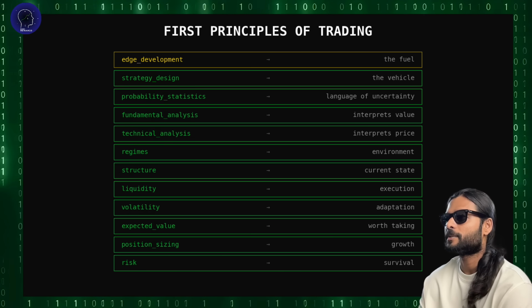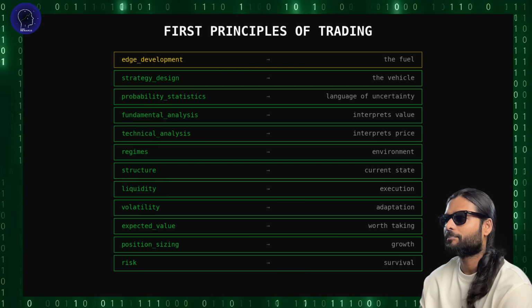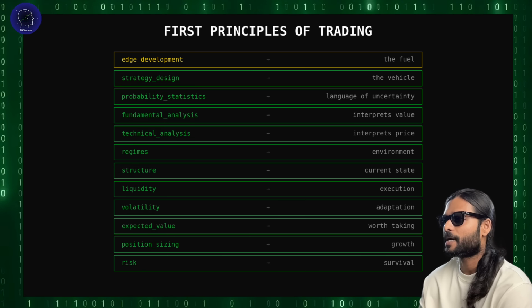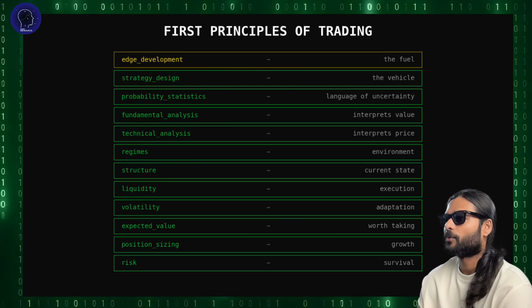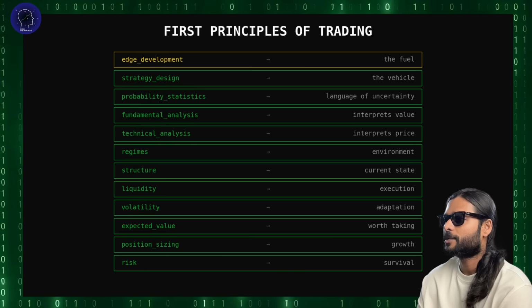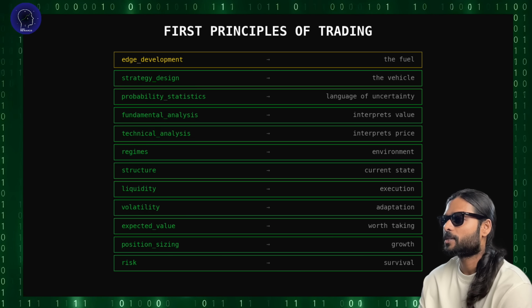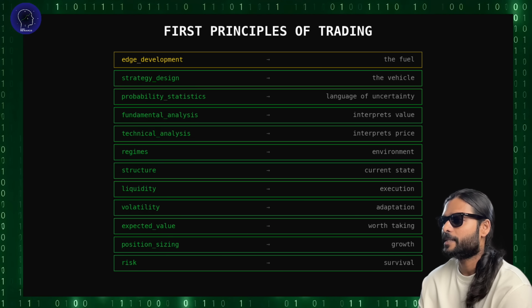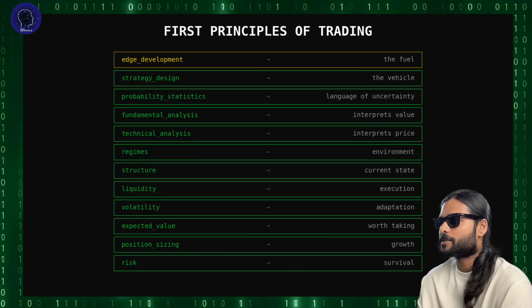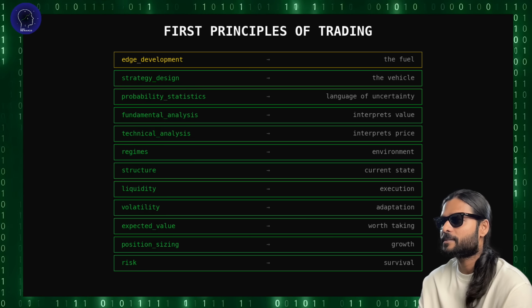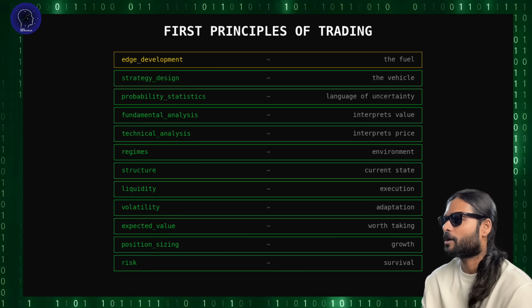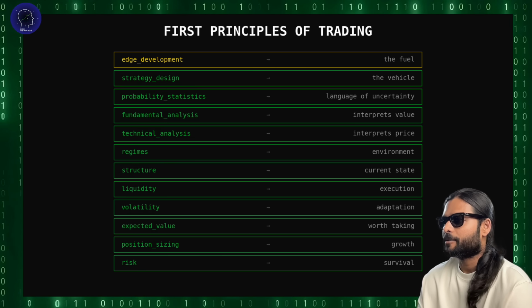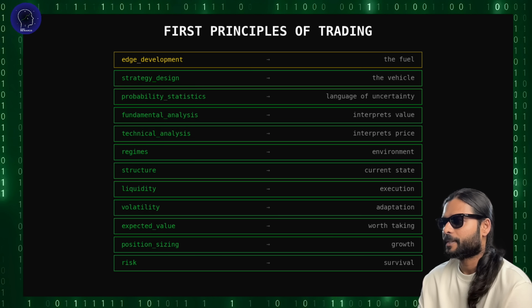In our first Principles of Trading series, we are building the complete foundation. Risk defines survival. Position sizing defines growth. Expected value determines whether a bet is worth taking. Volatility shapes adaptation. Liquidity permits execution. Structure reads current state. Regimes identify environment. Technical analysis interprets price. Fundamental analysis interprets value. Probability and statistics give us the language of uncertainty. Strategy design built the vehicle. Edge development gave it fuel.